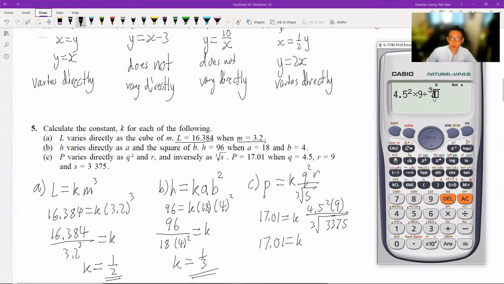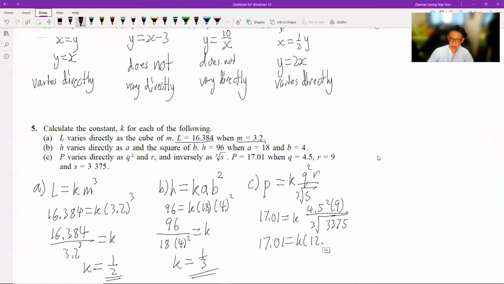Make sure you don't confuse cube root and square root also. That is also quite a common mistake. Cube root has a 3. It is shift and then the square root button. So you can put decimal, you can put fraction, up to you. Let's say I put decimal, times 12.15. So times opposite is divide. 17.01 divided by 12.15 equals the k.